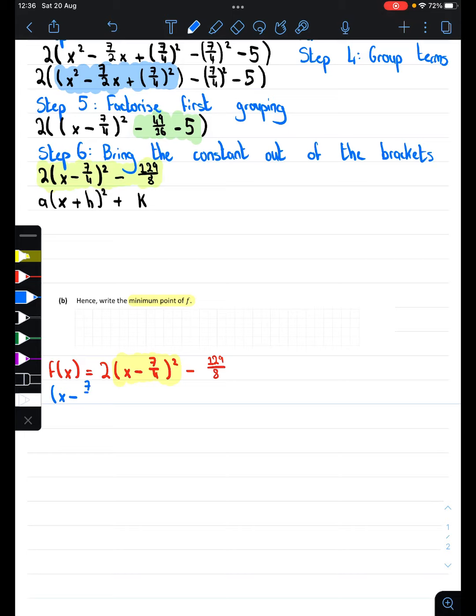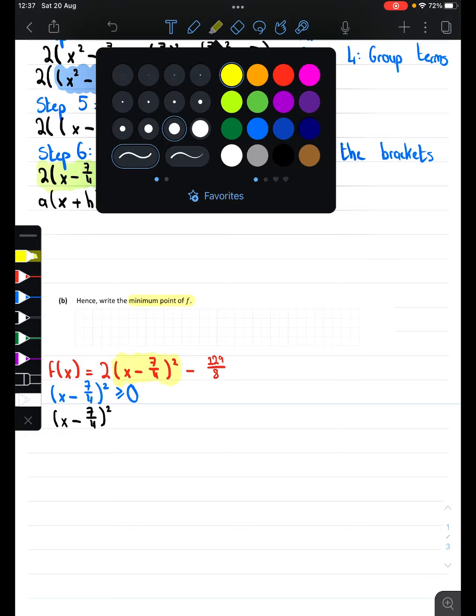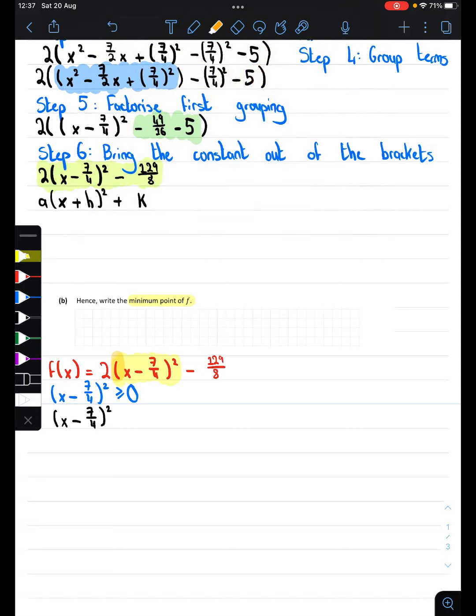And how do we minimize (x minus 7 over 4) squared? Well, we know that it has to be greater than or equal to 0. So the smallest we can make it is 0. So if we want to minimize f, then we want to minimize this (x minus 7 over 4) squared. And if we want to minimize it, then we want it to be 0. And when is it 0? Well, it's actually really easy to read when it's 0. It's only 0 when x is 7 over 4.